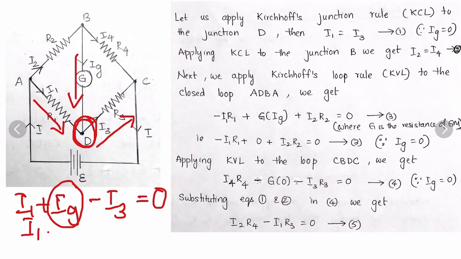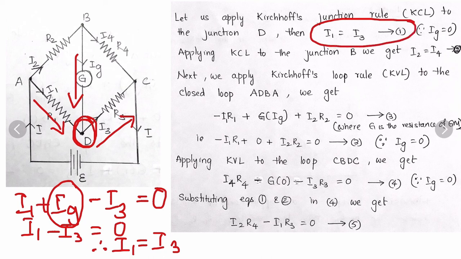Therefore, I1 minus I3 is equal to 0. Therefore, I1 is equal to I3. This is equation number 1. I hope you got it.